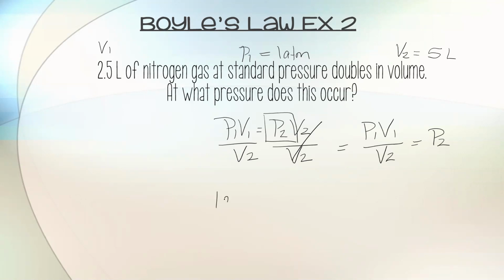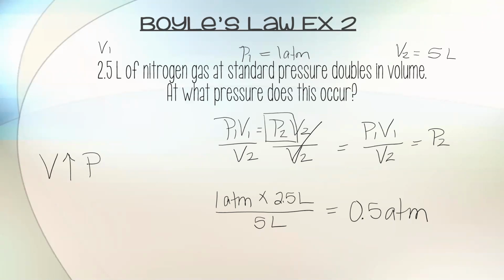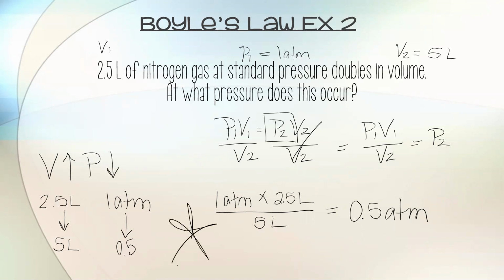Now I can plug in P1 times V1 all over V2 equals P2. So 1 times 2.5 divided by 5. And you get 0.5 atm. Let's see if this makes sense. Boyle's law says if volume goes up, pressure must go down because they're inverse. Well, volume did go up. It went from 2.5 liters to 5 liters. Did pressure go down then? Well, we started at 1 atm and we went to 0.5. So yes, it did go down while volume went up. So once again, you can check yourself that way.